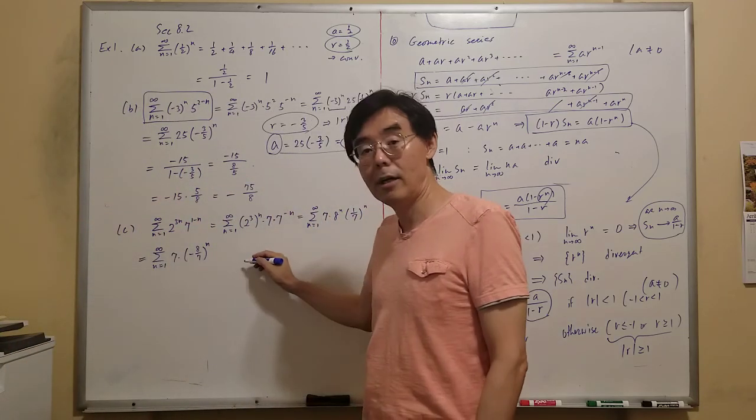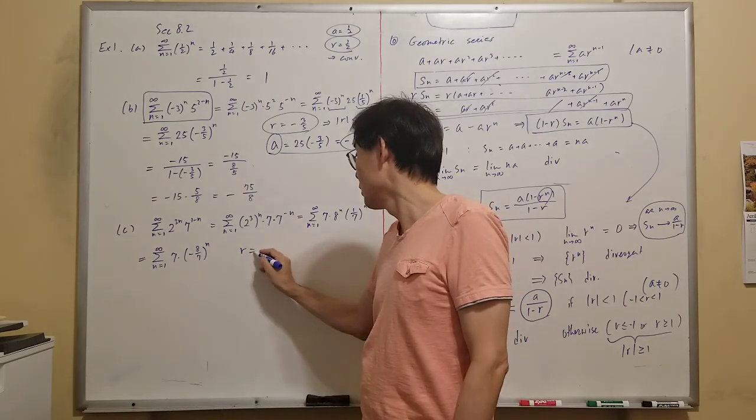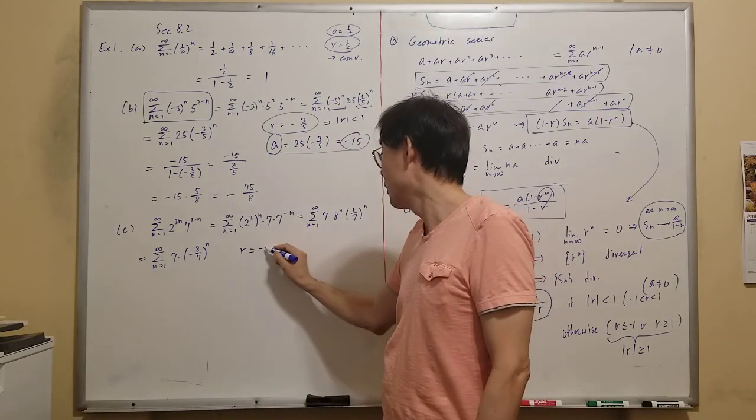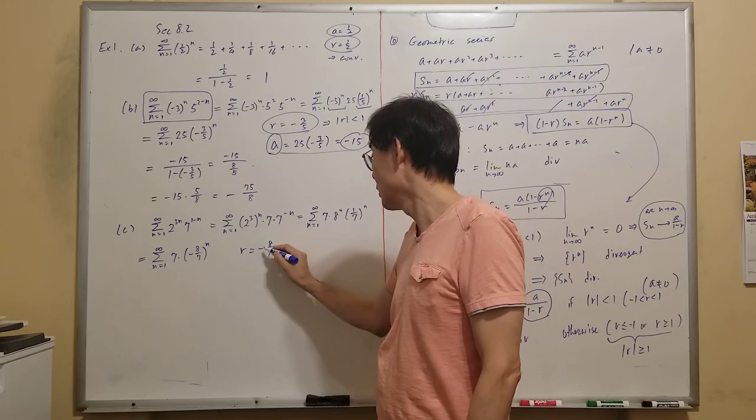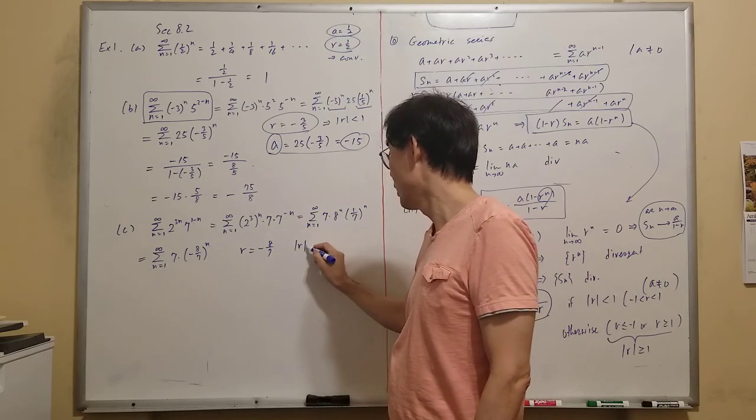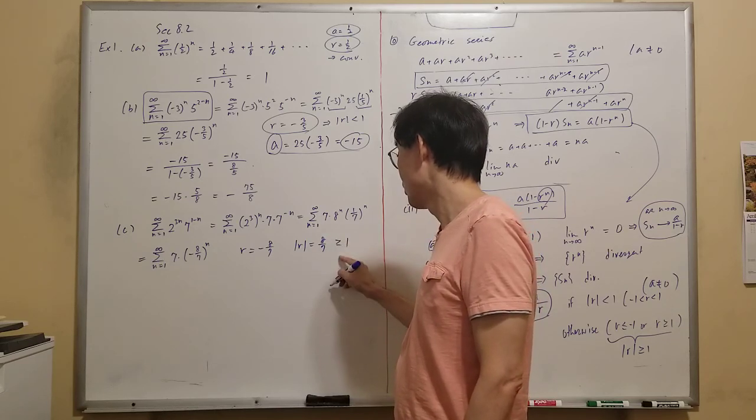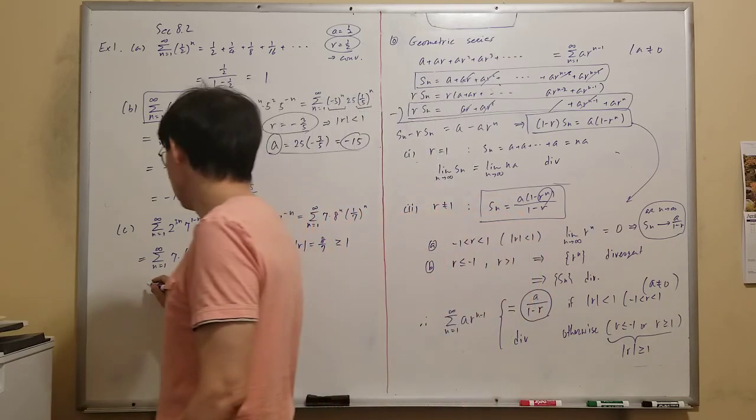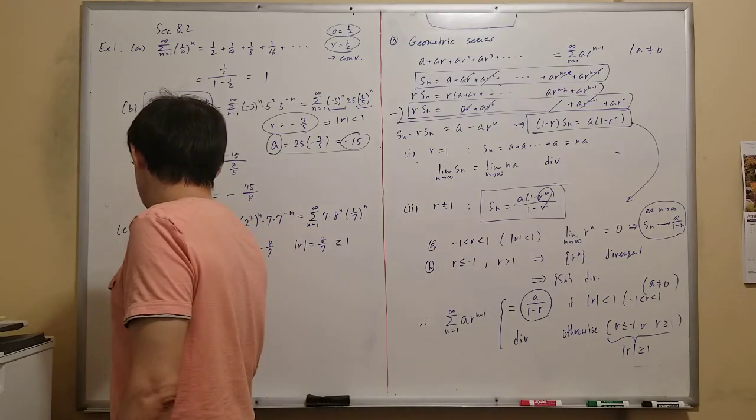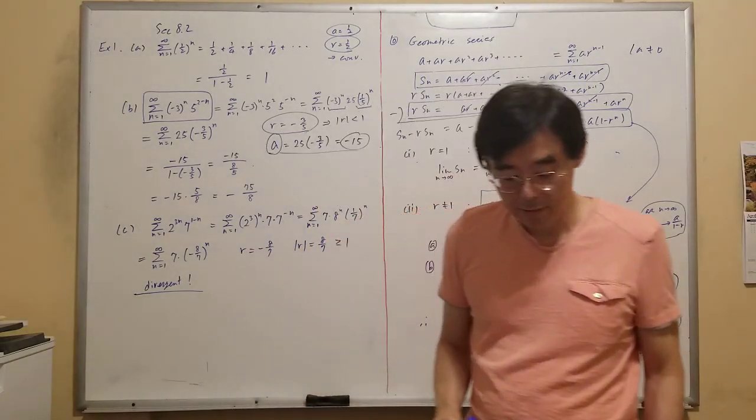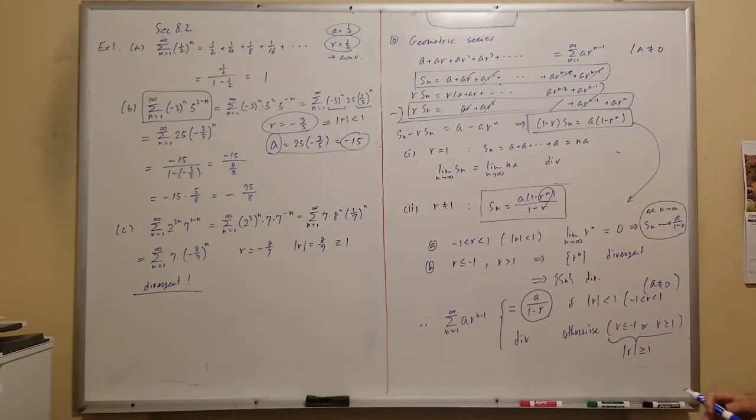So what is r here? Common ratio r is the base of the exponential form, minus 8 over 7. Is it a convergent case? Well, absolute value is 8 over 7. It's greater than or equal to 1. So it is divergent. Okay, divergent. All right.